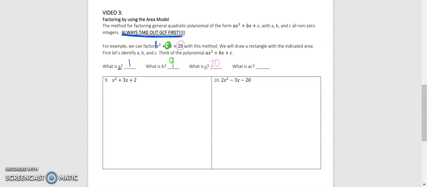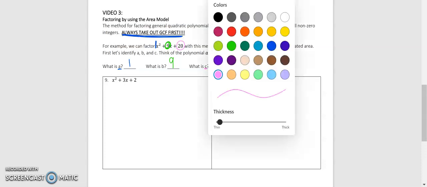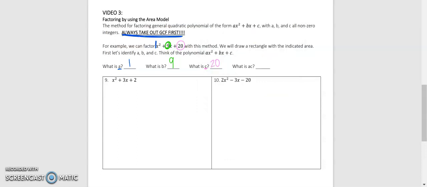And then our C term is your constant at the end, which in this case is a positive 20. Now whenever we're doing the area model, it is going to be highly important to be able to find AC, which is really just A times C. So in this situation, it would be 1 times 20, which gives us 20. Finding those is going to be important as we fill out our area model.